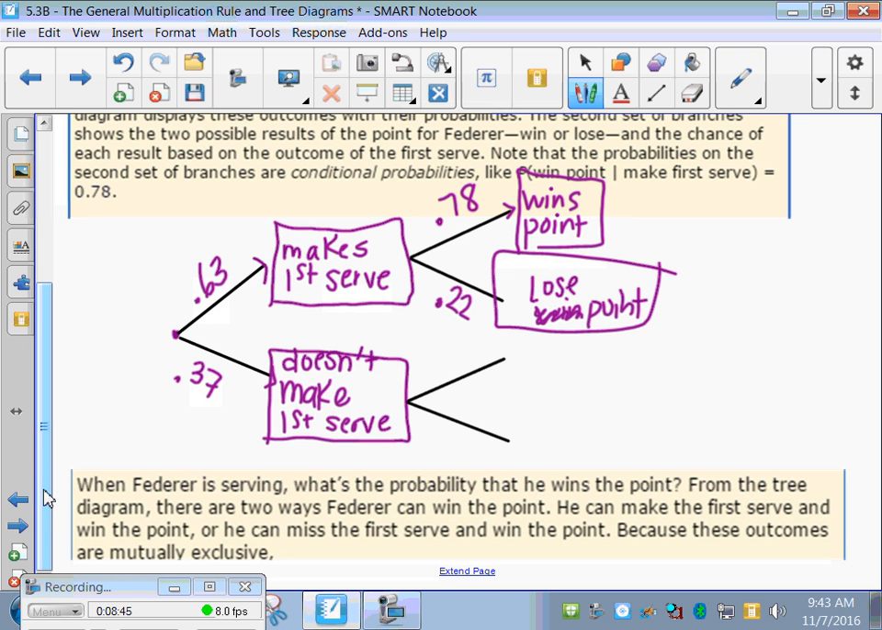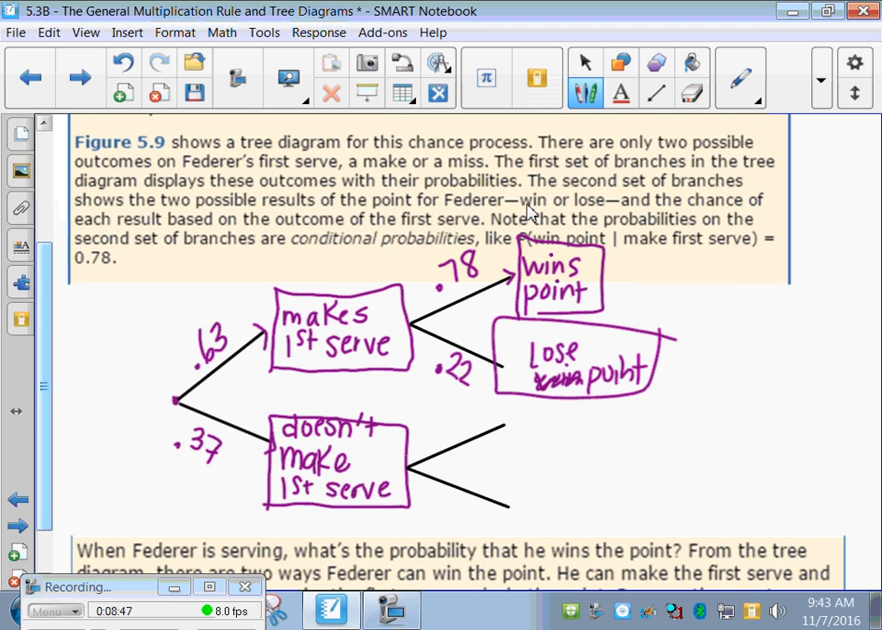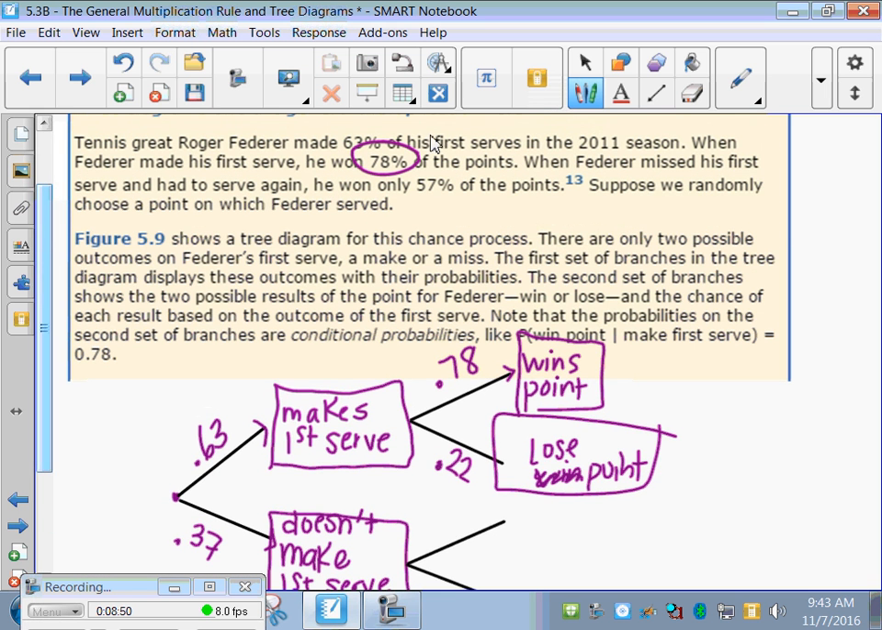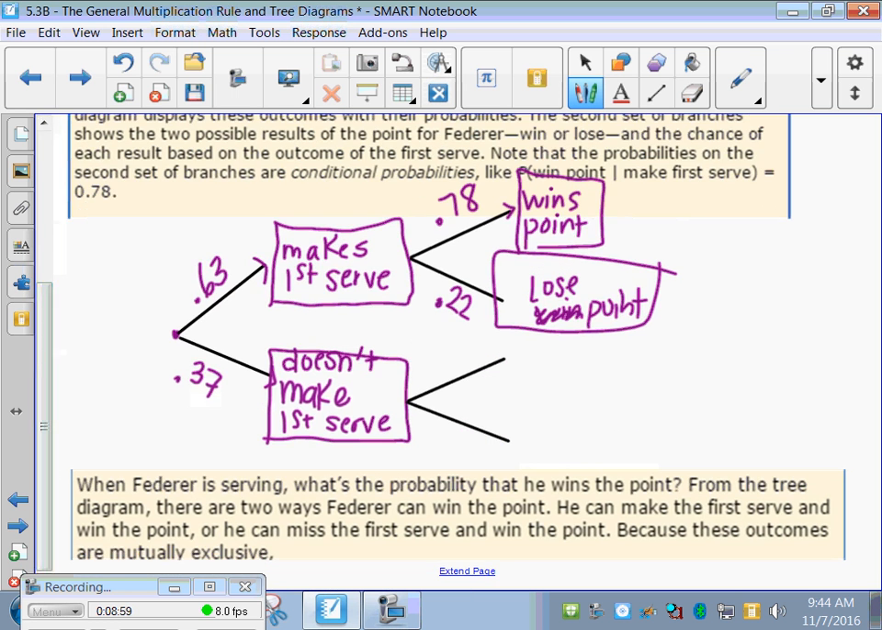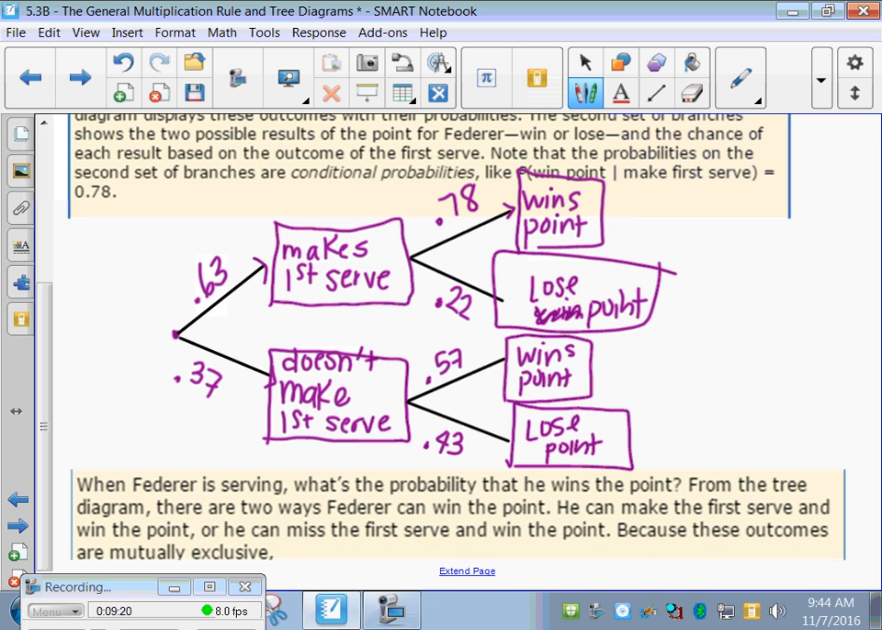All right, and then when he doesn't make the serve, they give us that probability as well. So come back up here, and it says when Federer misses his first serve and had to serve again, he only won 57% of the points. So we put a 0.57 here. He still can win, right? Wins point 57% of the time if he misses that first serve, which means he's going to lose the point the rest of the time. So 43%. Okay? Everybody good with that? So that's how you make a tree diagram.